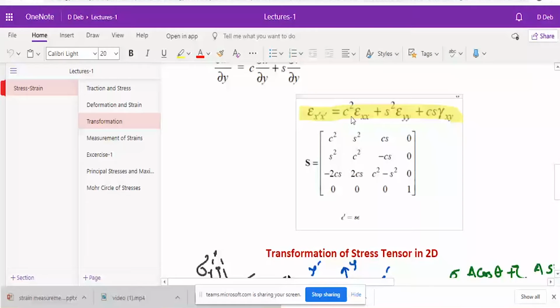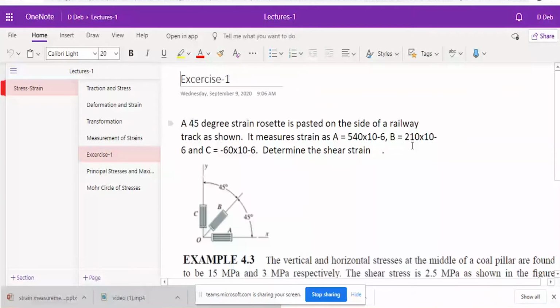But see, this value is given to you. If this value is given, only this one is not there. All the others are given because you are calculating at a 45 degree angle. So this is given to you, 210. This is epsilon xx, given 540. And this is given, minus 60. So you have to just put it there and you will calculate this value.